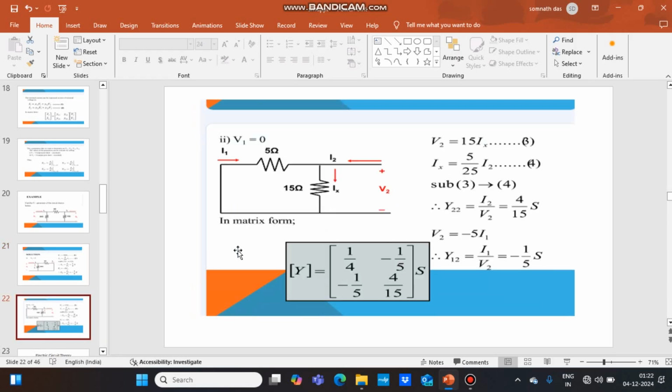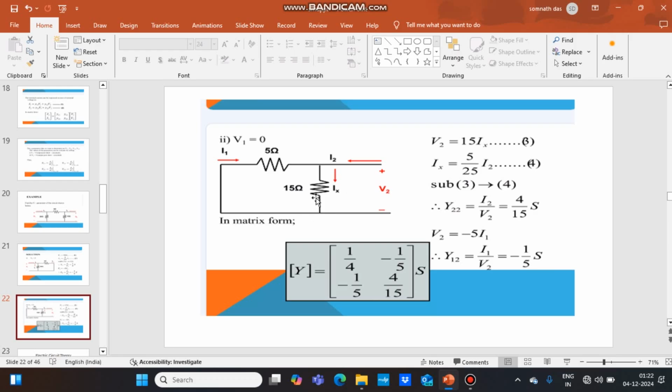To calculate the values of Y22 and Y12, we have to short circuit the input terminals to make V1 equal to 0. So when V1 equal to 0, the circuit becomes this circuit. From this circuit we can write V2 equal to 15 into Ix, and Ix equal to 5 by 25 I2. This we are getting by using the current division rule. Substitute the value of Ix from equation 4 into equation 3. We are getting Y22 equal to I2 by V2 equal to 4 by 15 Siemens.